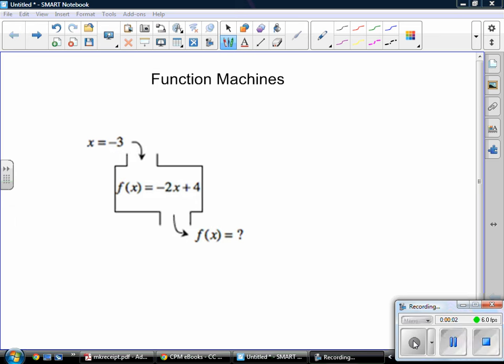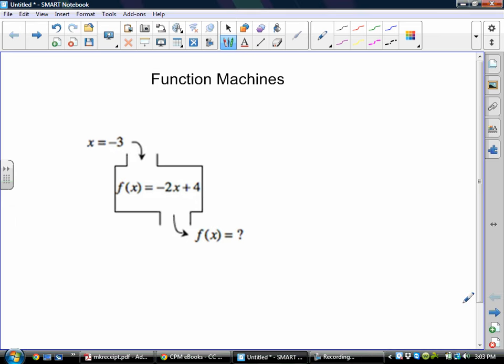This is a video about function machines. So if you're in Algebra 1 and want some more help on what function machines do and how we solve them, here's a great video for you to watch. So this says we have our function machine right here in this design.